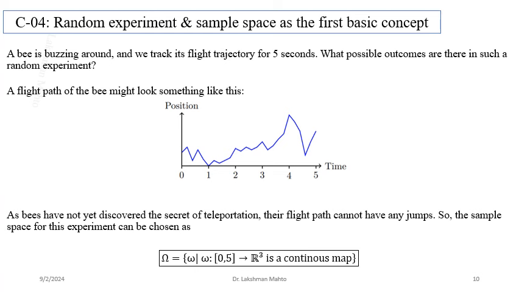Once you are able to identify the outcome of an experiment, in the experiment where you are observing the motion of a bee, an outcome is a map, a function or path like this. Then you have to list all possible outcomes. What is the meaning of all possible outcomes? It is a function omega from the interval [0,5] to R3, all possible continuous functions. Don't include discontinuous functions because they have jumps. They are not frogs. Okay.